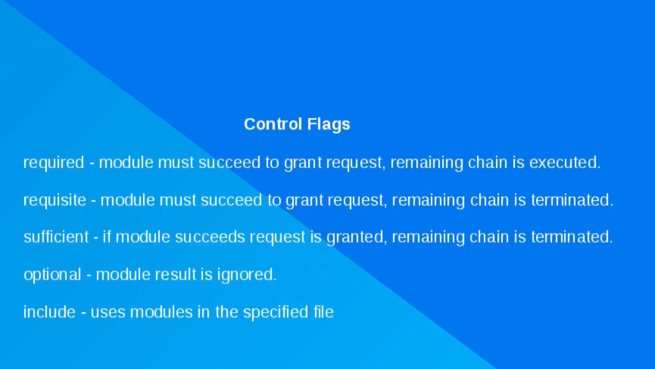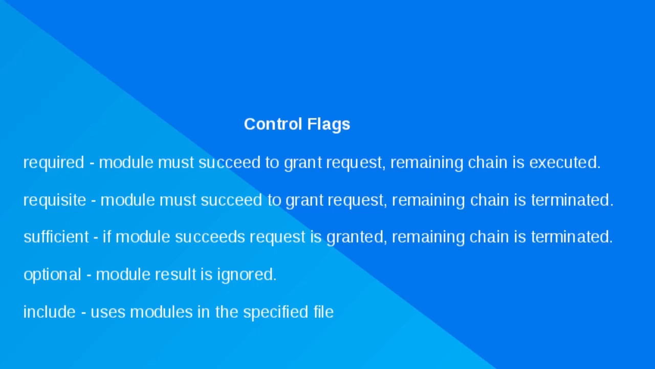Control flags control the criticality of the module. Required means the module must succeed for the request to be granted. The remaining modules in the chain are executed, but access is denied. Requisite means the module must succeed for the request to be granted. If it fails, the chain is terminated and the request is immediately denied.